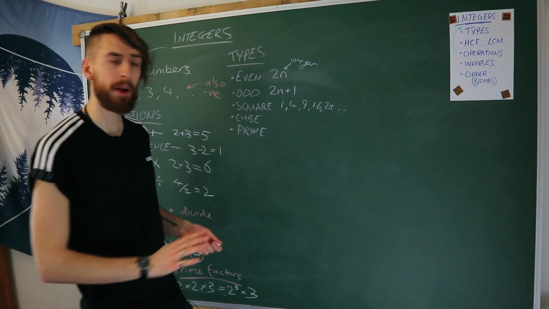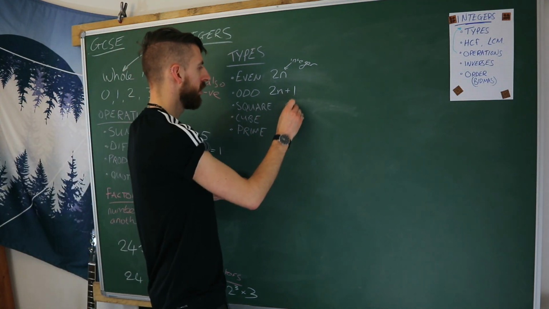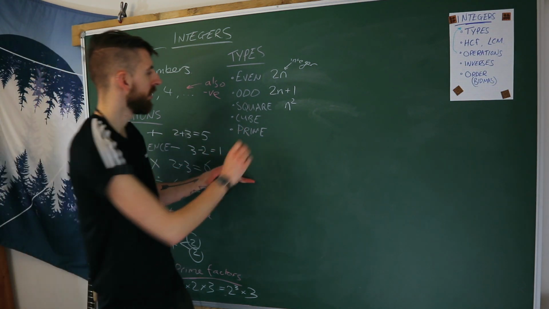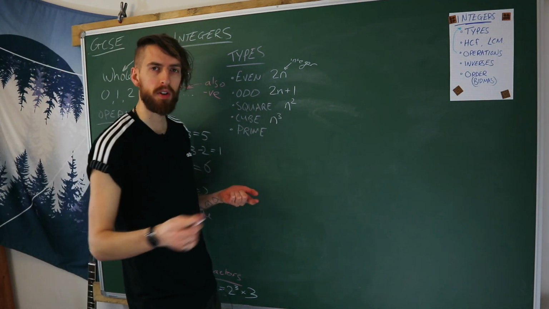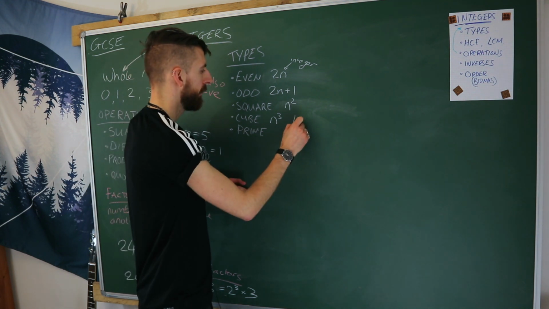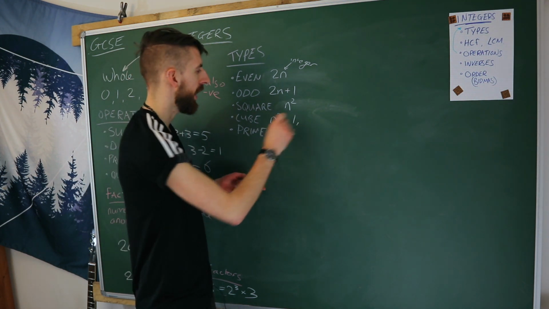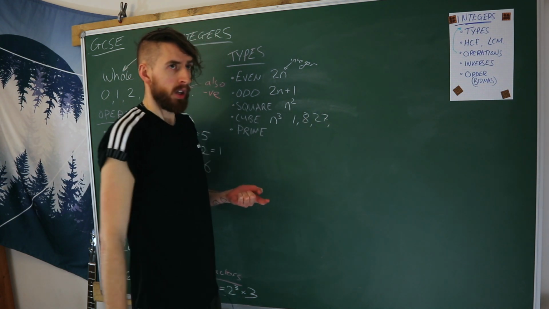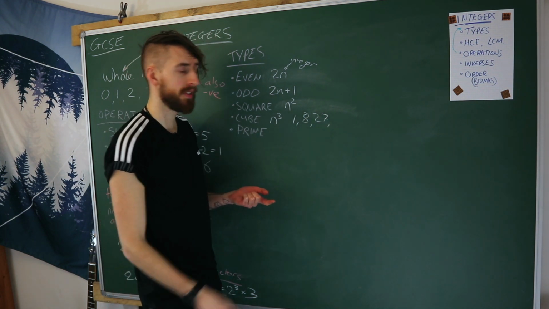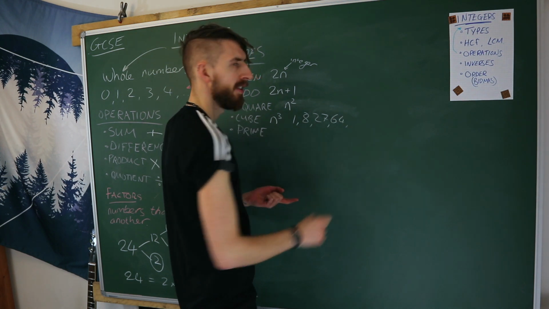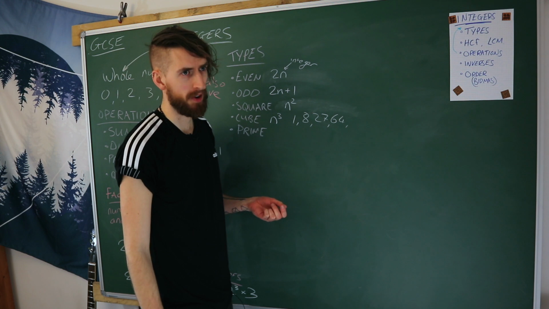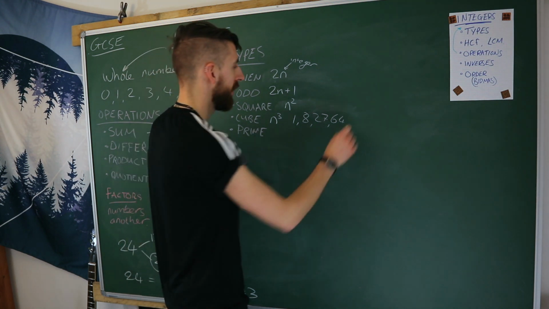Now we could write that in a similar format, just n to the power of 2, which means the cube numbers are just n cubed. These are ones like 1 again, but now it's 2 cubed, which is 8. 3 cubed is 27. 4 cubed is 64. 5 cubed is 225. No, it's not. It's 125.